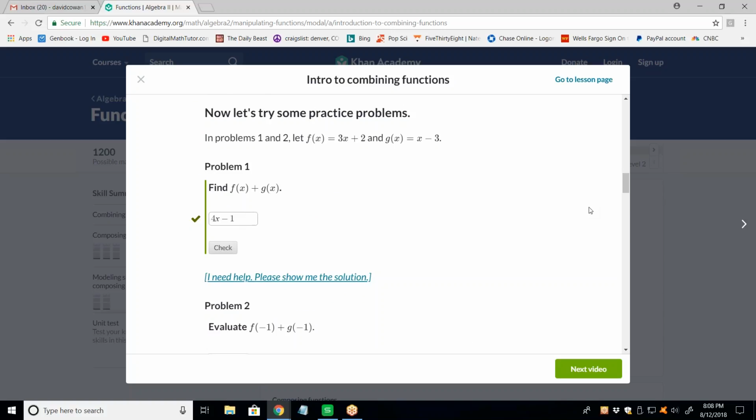What's f of minus 1 equal to? f of minus 1 is equal to negative 3 plus 2. Give me a number. Oh, it would be negative 1. Okay. And what is g of minus 1? That would be negative 4. So what is f of minus 1 plus g of minus 1? Negative 5.